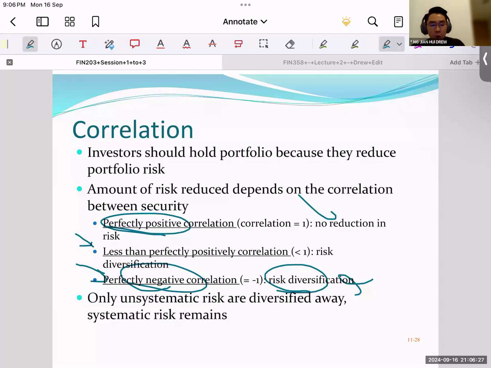Of course, when we talk about correlation, we are only referring to the unsystematic risk, because that's the only risk that can be diversified.